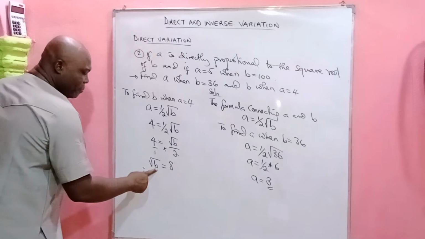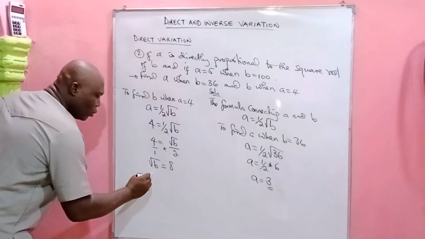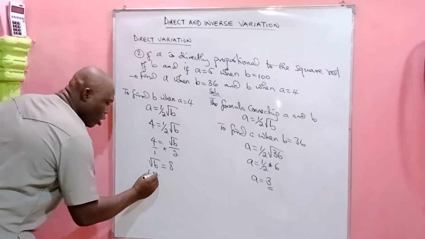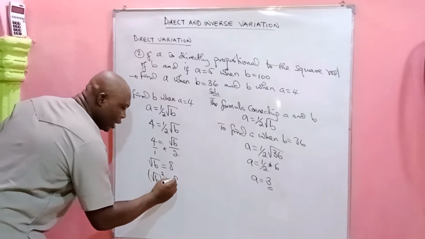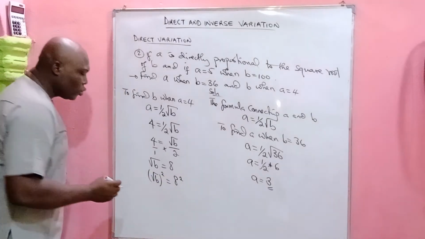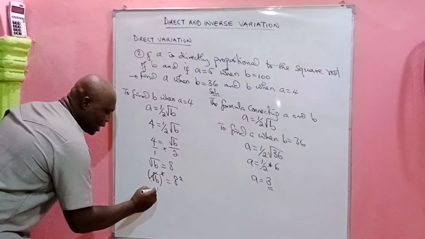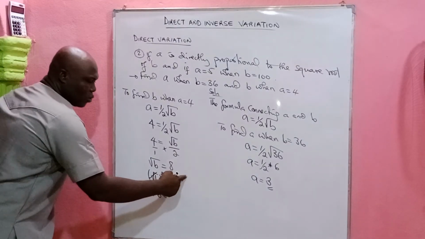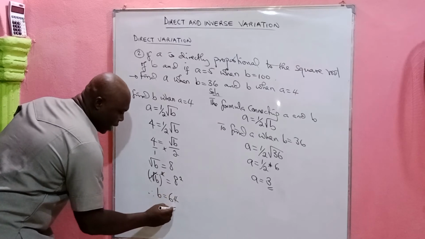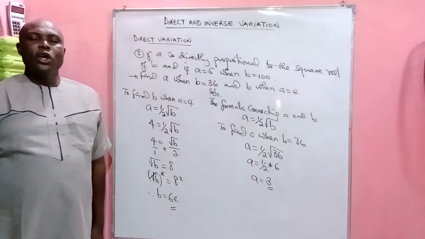Now for us to find B alone, we square both sides. So we have root B all squared equals 8 all squared. It's only through that way that the square will cancel the square root. Therefore, our B will be equal to 8 squared, which is 64. So we've been able to have our B, which is 64.